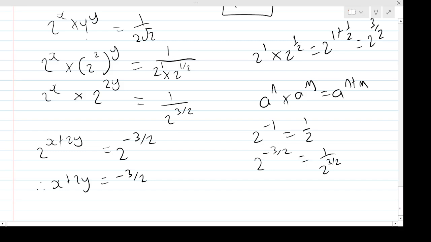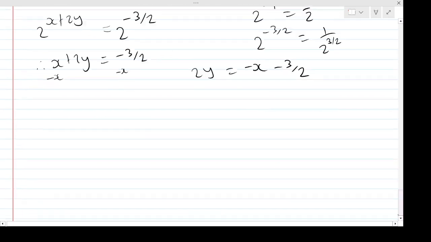But now we've pretty much done it, right? Because it said express y in terms of x. So that's what we're going to do then. We just need to get y on its own. Well, how are we going to do that? Let's first take away x from both sides. But then we're going to be left with 2y is simply minus x minus 3 over 2.